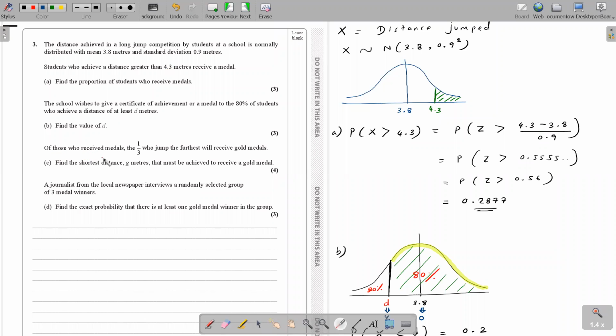So of those who received medals, be careful, children. The 1/3 who jumped the furthest will receive gold medals. Now again, what do you see here? Are we taking the entire population or only those who received medals? Only those who jumped more than 4.3, so we take only that small portion. From that portion, the 1/3 who jumped the furthest. This is definitely conditional probability, because we are only taking a part of our population, not the whole thing.